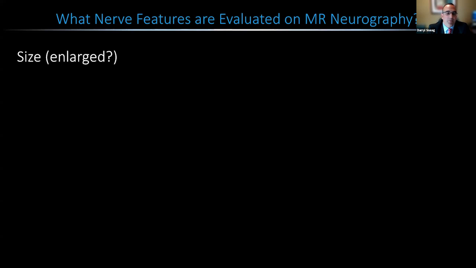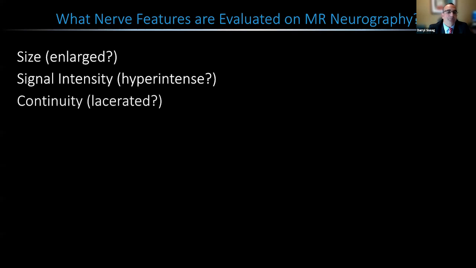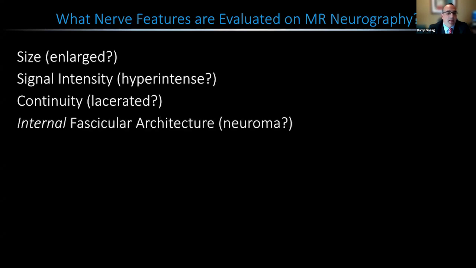So the last couple of slides, I just want to get your brain thinking about nerves and muscles. What features of the nerve should be evaluated, or do I evaluate on a daily basis on MR neurography? Well, first, the size, is it enlarged or not? The signal intensity, is it hyperintense? And most nerves that are pathologic are hyperintense on T2 weighted imaging. Is it in continuity, or is there focal laceration?